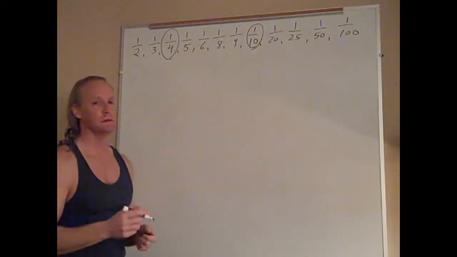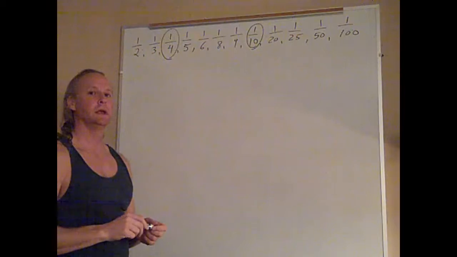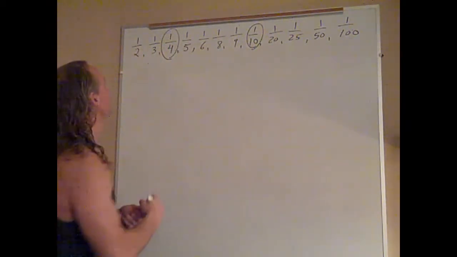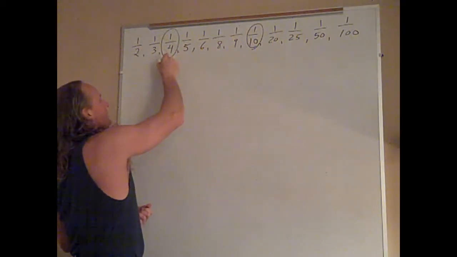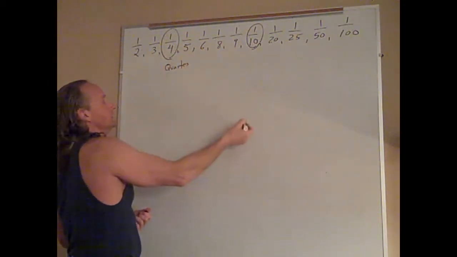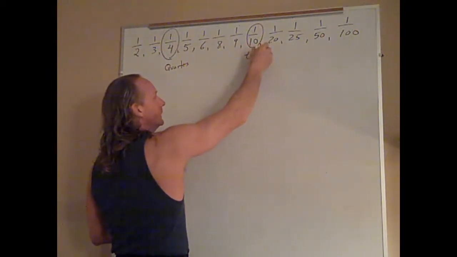These are tenths, of course, but we can think of them as money as well. Think of what a tenth of a dollar is. We call this quarters or fourths. We call these tenths or dimes.